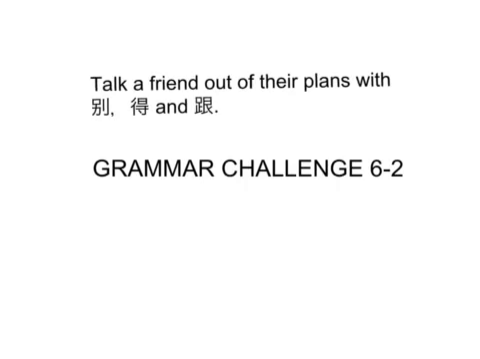And that brings us to the grammar challenge for 6.2, where you can talk a friend out of their plans with 别, 得, and 跟. So you're going to use all three of those in either a sentence or two, maybe set the stage a little bit, what the plans were, what the friend really wanted to do, and then talk them out of it, tell them what they have to do instead, and maybe either with you, with their parents, whatever is going on. So come up with something great, and we'll see you in class.